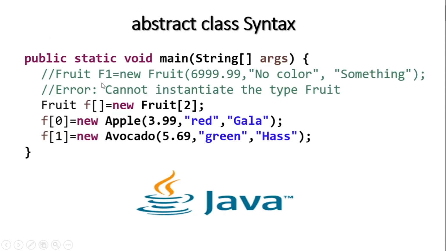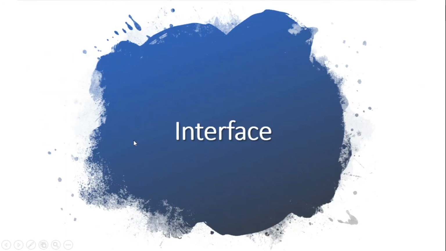Now here's our main function, and I'm just showing you this as an example. If you go ahead and try to create a fruit object, immediately you will get an error, and that error is going to tell you cannot instantiate the type Fruit. Why is that? Because it's an abstract class. So what I did, I just used a polymorphism concept here. I created an array of two fruits, and then I reference them to two different objects. The first one is apple, and the second one is avocado.